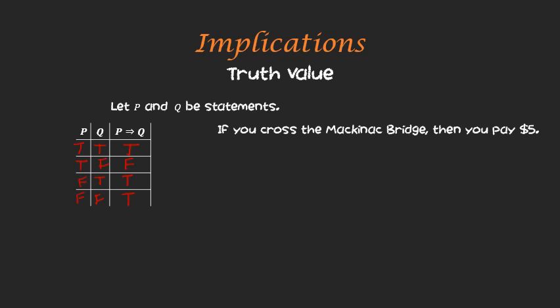If you don't cross the Mackinac Bridge, it doesn't matter if you pay $5 or not. Mackinac Bridge is still a toll road, and this statement is still true, right? P implies Q is still going to be true in that case, even if you don't cross the Mackinac Bridge. And in fact, if you never cross the Mackinac Bridge, then this implication is definitely true. Remember that saying this, if you cross the Mackinac Bridge, then you pay $5, right? If I pay $5, it doesn't necessarily follow that I have to cross the Mackinac Bridge.